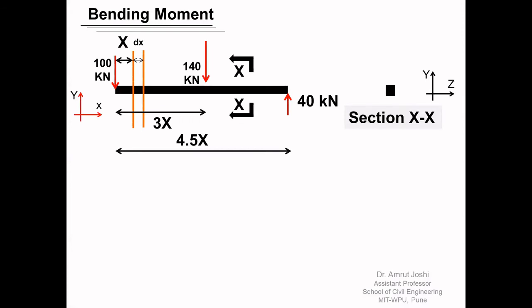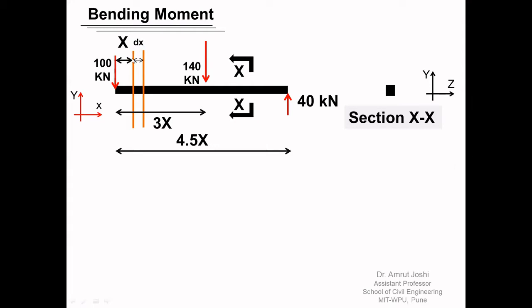So let us consider this skeletal member loaded with 100 kilonewton at left end, 140 kilonewton at distance 3x from left end and 40 kilonewton at distance 4.5x from the left end. I am going to consider two consecutive cross sections separated by infinitesimally small distance dx.